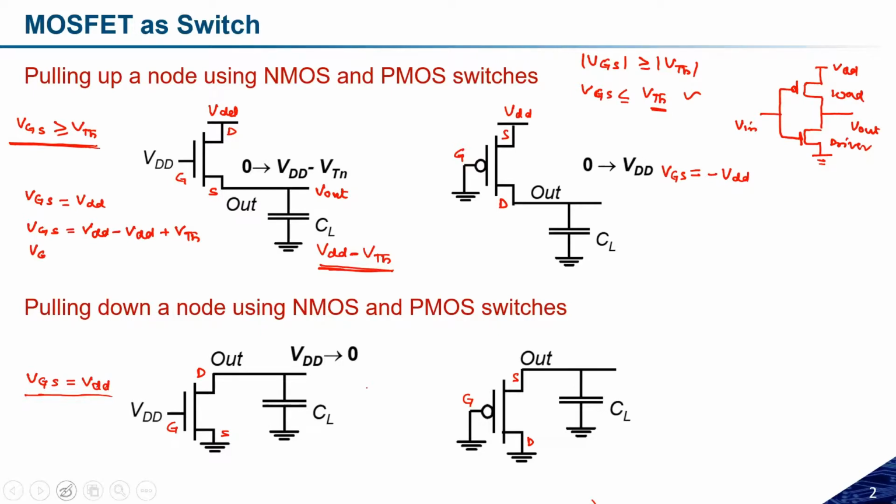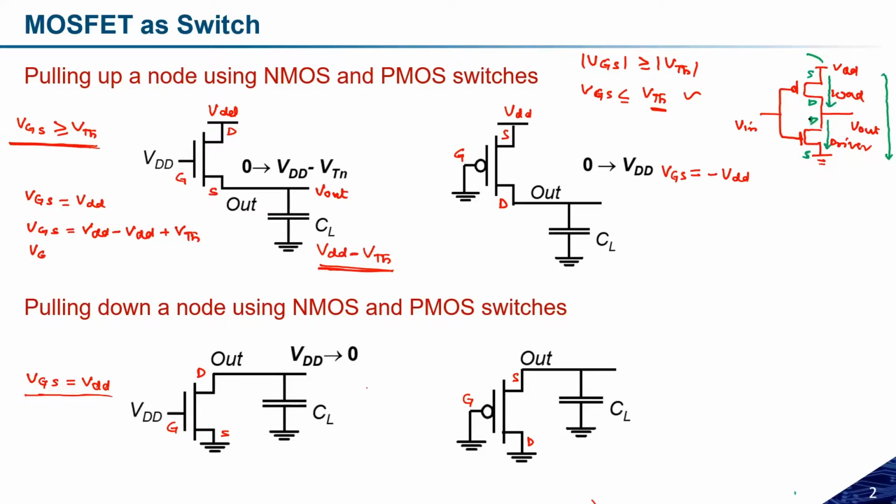Let me answer your question. If the condition is like this, with source and drain swapped, what will happen? Here we have VDD, and I expect the current to flow from VDD to the ground side. If I have the PMOS transistor, the current will be from the source to drain, and if I have the NMOS transistor, the current flow will be from the drain to source.